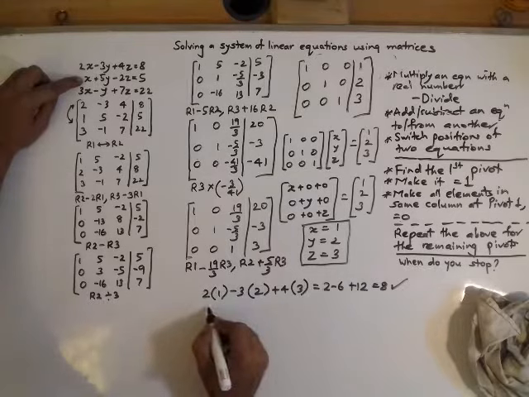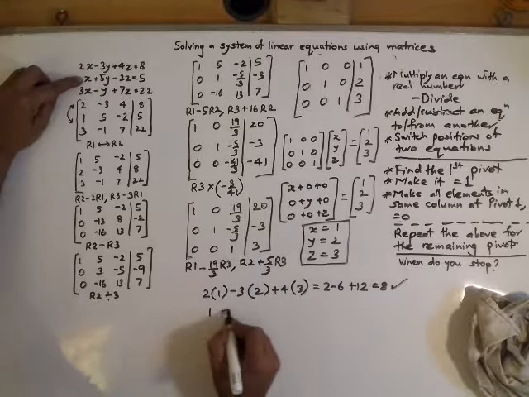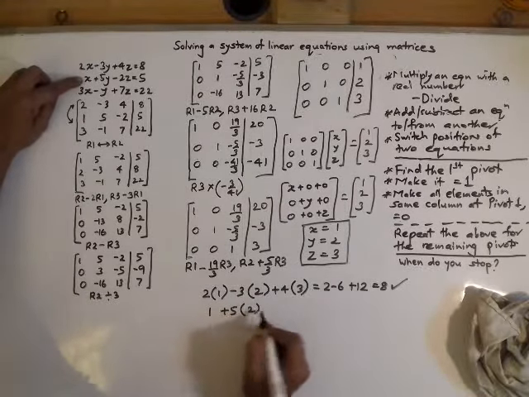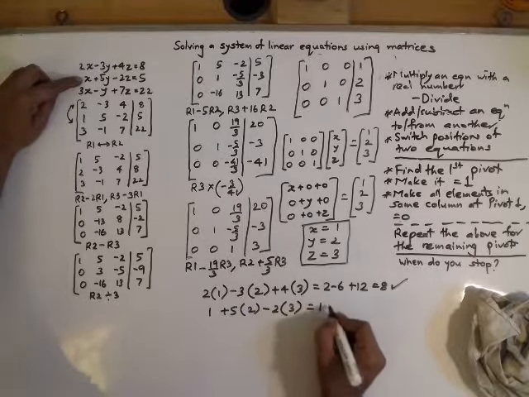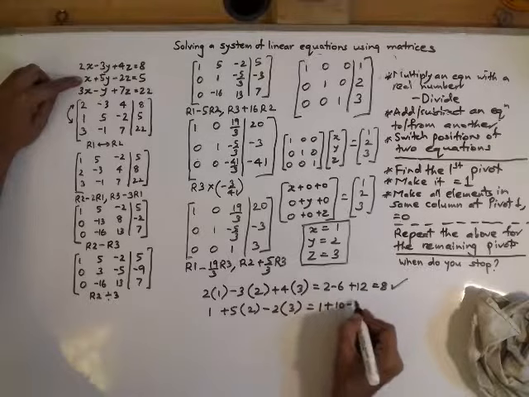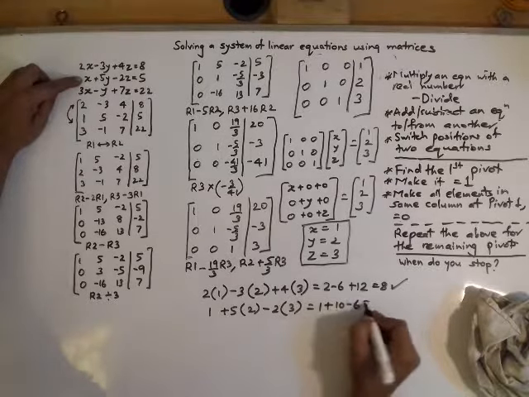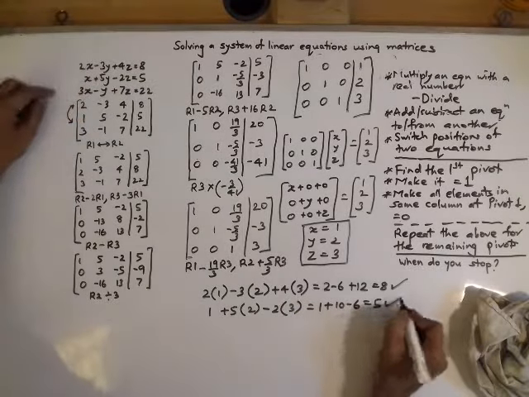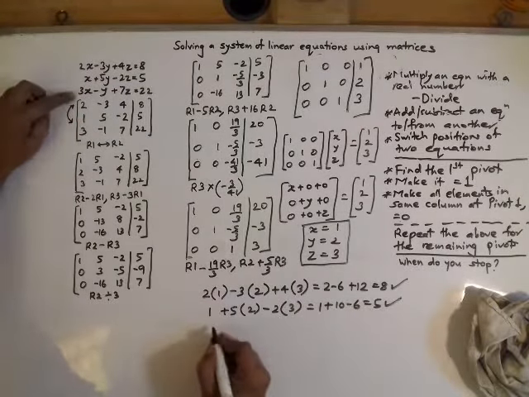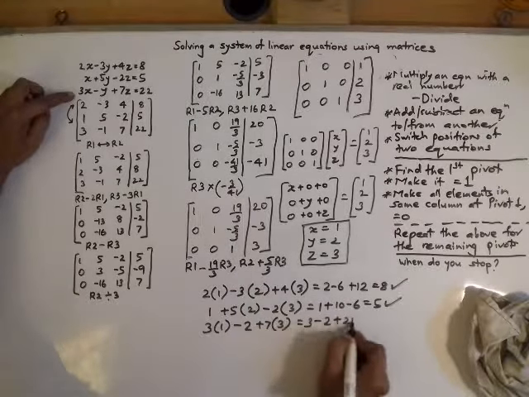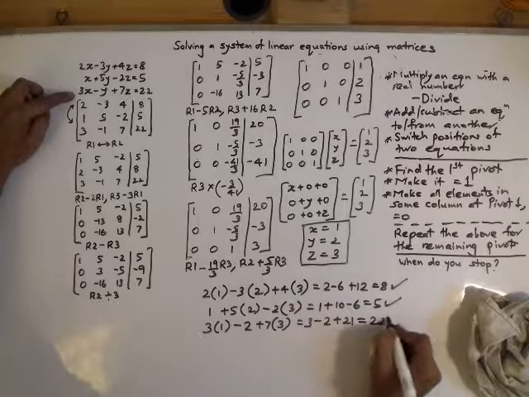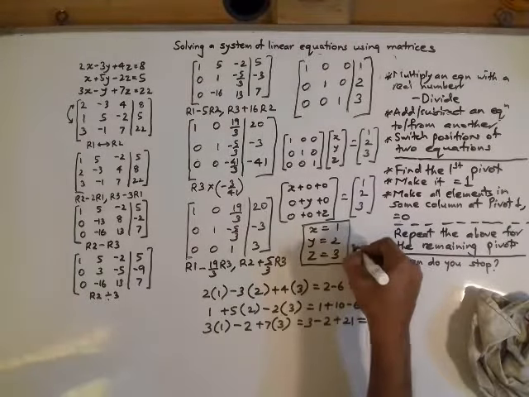Let's look at the second one. X, which is 1, plus 5 into y, which is 2, minus 2 into z, which is 3, is equal to 1 plus 10 minus 6, which is 5. So that's okay. And the third one, 3 into x, which is 1, minus y, which is 2, plus 7 into z, which is 3, is equal to 3 minus 2 plus 21, which is equal to 22. So I think we got the correct solution.